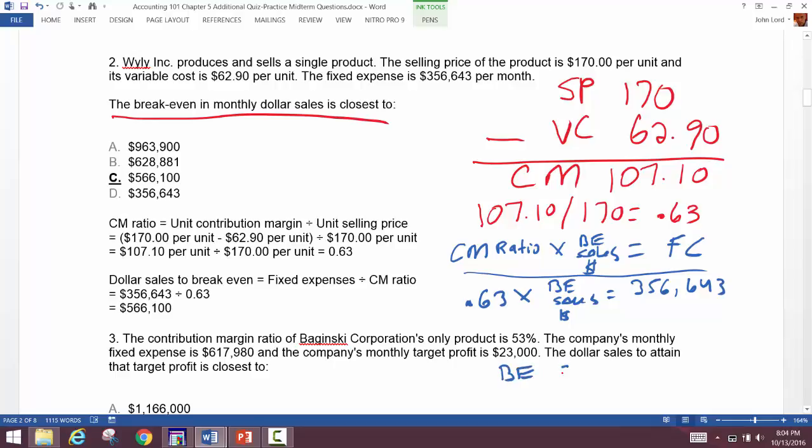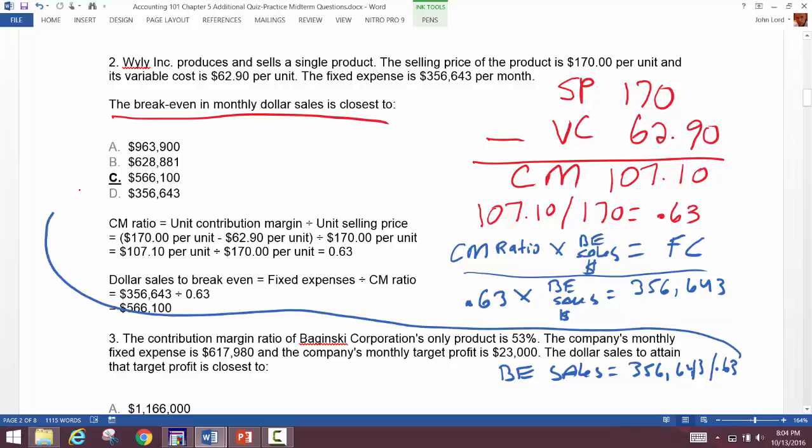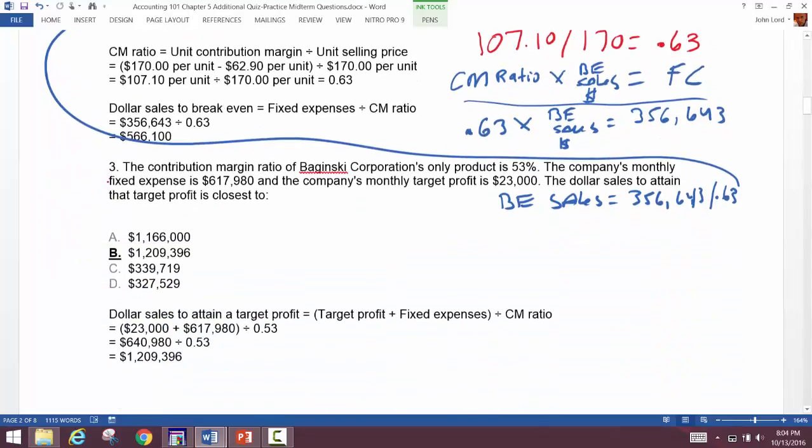I'm writing down the next problem. Break-even sales then must be equal to 356,643 divided by what? 0.63. If it's not this answer, I have a problem. Is that the answer? Okay. Okay, good. Let's do this next one.